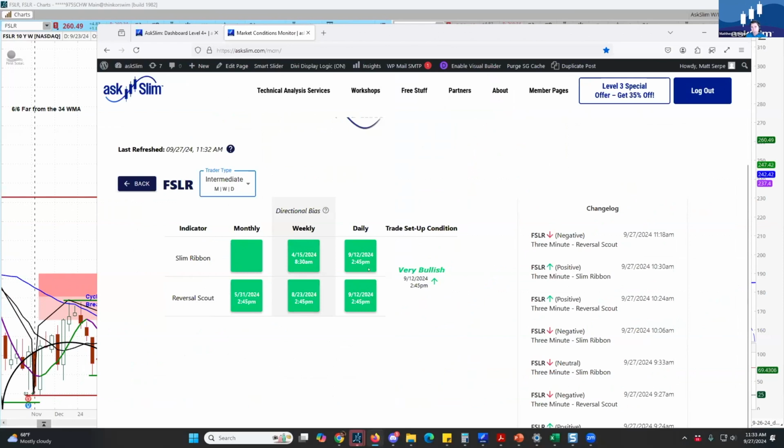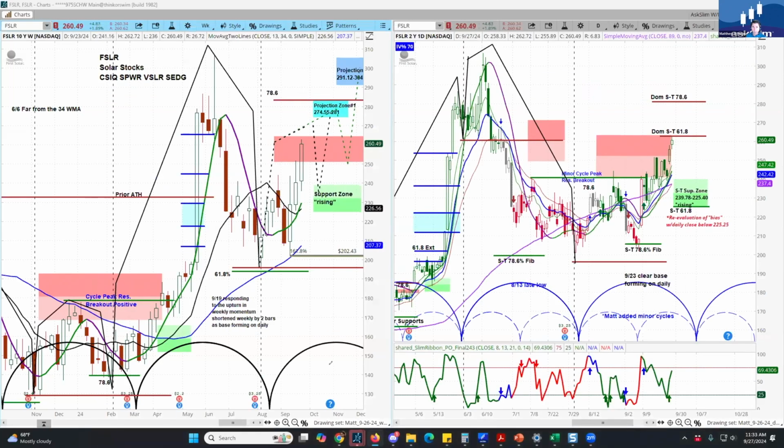The system, based on the algorithm that we programmed, looks at our daily momentum conditions for Slim Ribbon Reversal Scout, weekly momentum conditions, and then monthly. You can see at this time they are all positive, therefore signaling a trade setup condition of very bullish right now in FSLR. So we have momentum in alignment with the pattern structure, because this pattern structure was positive. Even though we got that pullback, it did not damage it. So we have momentum and pattern structure positive.